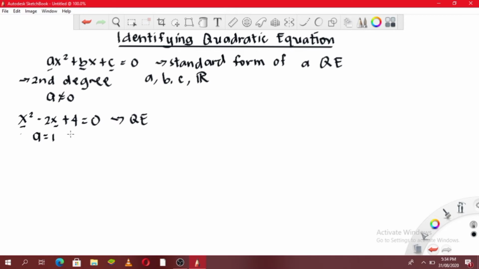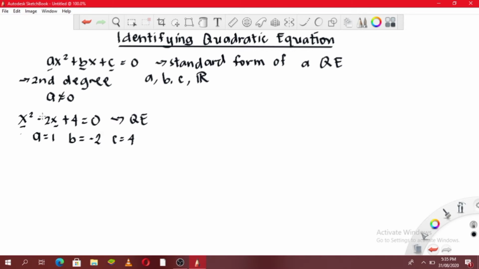And then b, ang b natin ay yung coefficient ng x, yung number sa kaliwa ng x, that is negative 2. Kukunin natin yung negative sign. So, b is negative 2. And c is the constant, yung number lang, walang katabing x. That is 4. Alright? So, this is a quadratic equation, and this quadratic equation is already written in standard form.